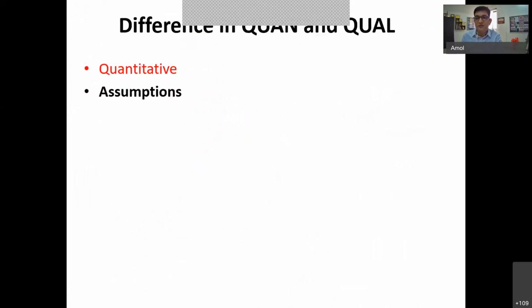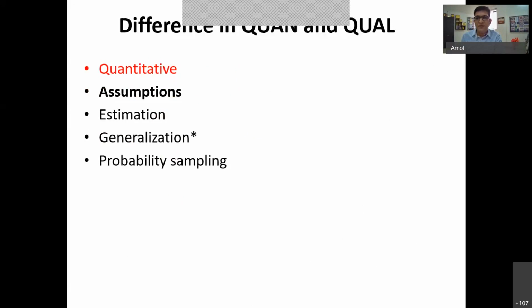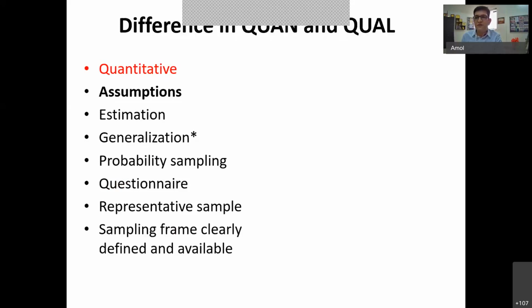First, they are different in their assumptions, as I told you. Quantitative has a single truth assumption, knowledge is objective in nature, measurable. They estimate. They go for statistical generalization. They take a sample, get an estimate out of it, and generalize it to the wider population. They go for probability sampling. They develop a questionnaire for data collection based on some selected variables related to the research question. They use a representative sample so that the findings can be statistically generalized. Then we have a sampling frame, and they use that frame for selection of their sample.